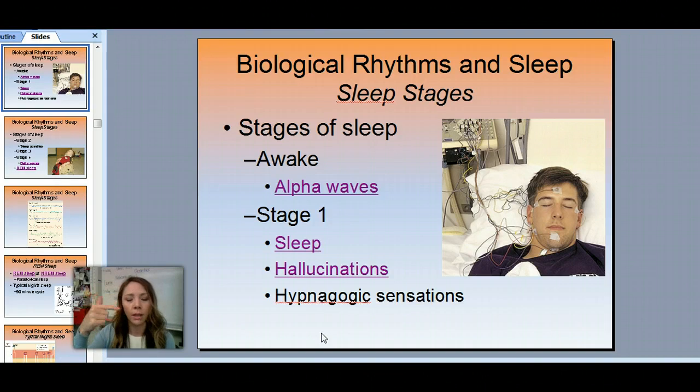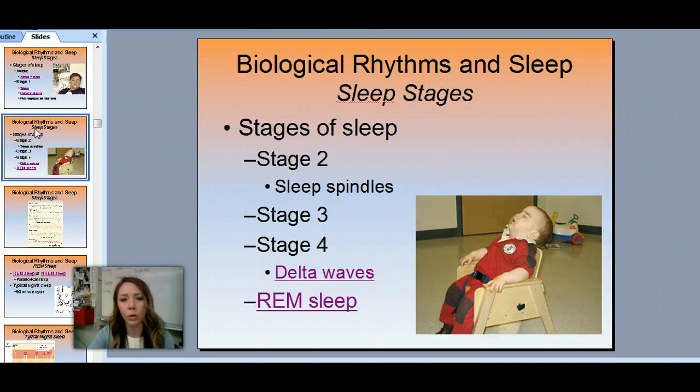So EEGs, and this is where we get our stages and our different types of waves, or electrical waves from our nerves. And then stage 2 is when we get our sleep spindles.